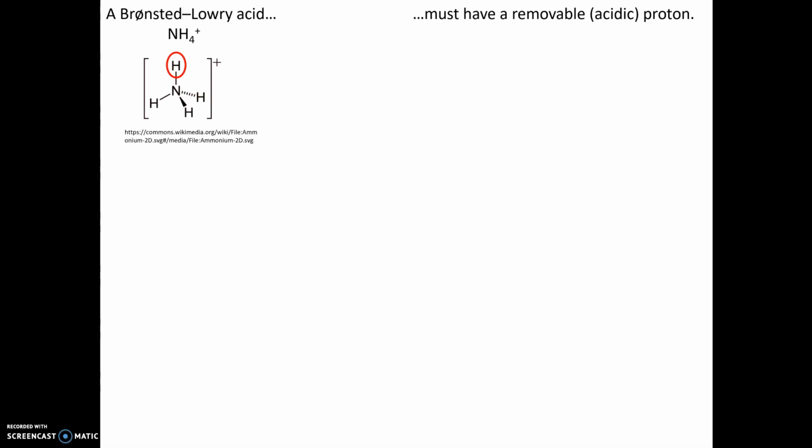It helps to draw the Lewis structure. Ammonium has 4 available hydrogen atoms. Any one of those can be donated to a base, and the result is stable ammonia.